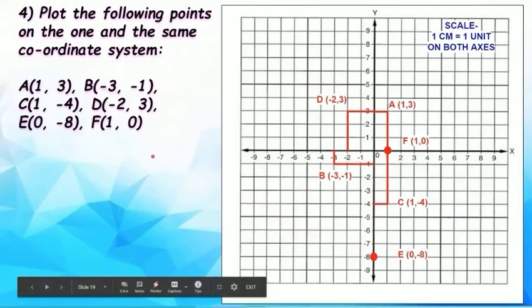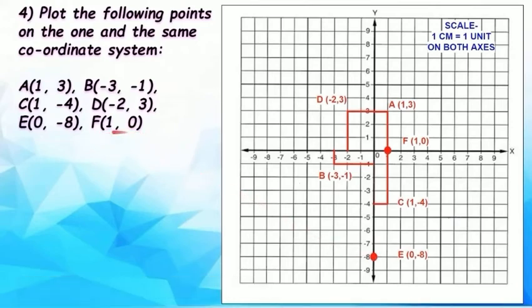Lastly, the coordinates of point F are x coordinate 1 and y coordinate 0. So on the x axis we have 1 here, and on the y axis we have 0 here. So this point F lies on the x-axis. So that's how we plot all these points on the same coordinate system. Do not forget to write the scale.